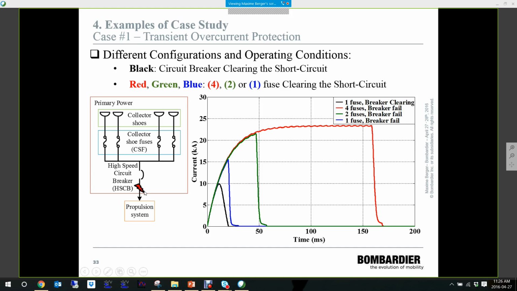high-speed circuit breaker fails to open, we can study using EMTP that, depending on the number of fuses that are available at the time of the fault, the maximum current will increase, and we can also see that the maximum clearing time will increase as well.